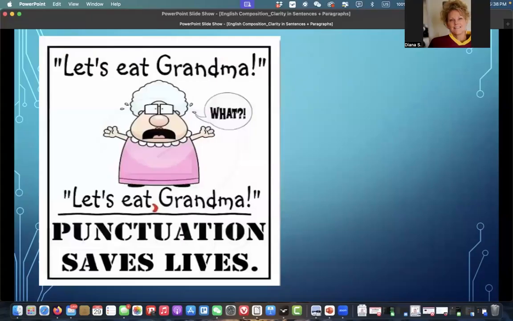This one is another example. It's one of my favorites. Let's eat grandma. Let's eat, grandma. You see how when you read it, whether it's out loud or in your head, that comma lets you know what is going on. Are you eating grandma for dinner or is grandma a guest at the table? You absolutely have those two different meanings in these two sentences.